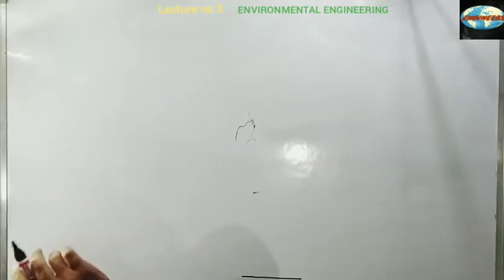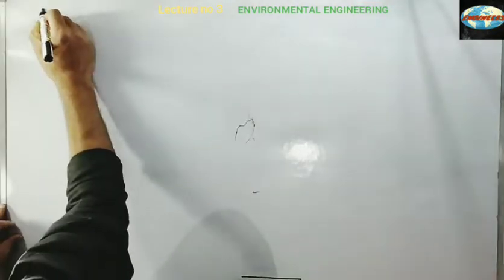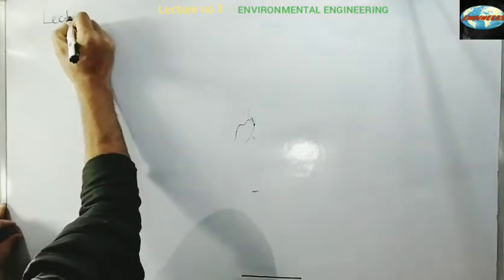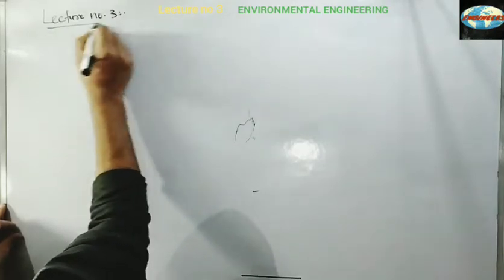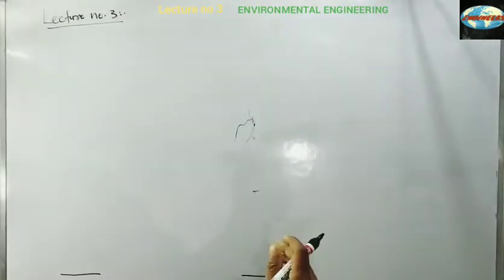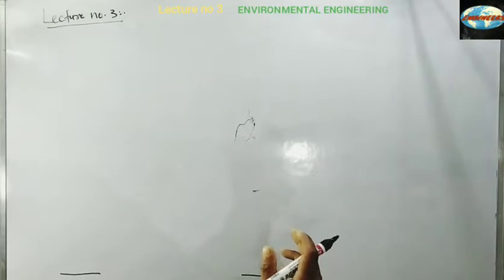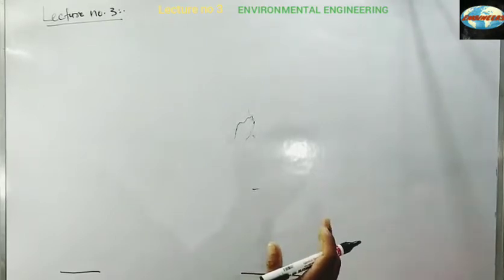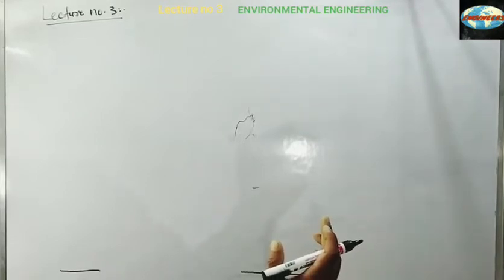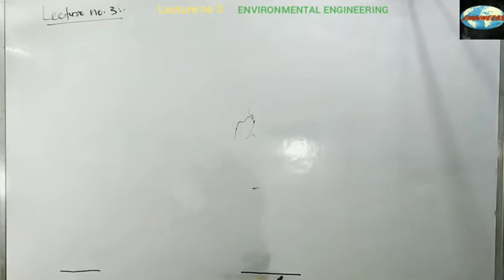Today, this is our lecture number 3 of environmental engineering. As all of you know, we have started the sources of water, and we have started underground or subsurface sources. In the previous lecture, we discussed many sources like geological formations, in which we discussed aquifers, which are a potential source of raw water.